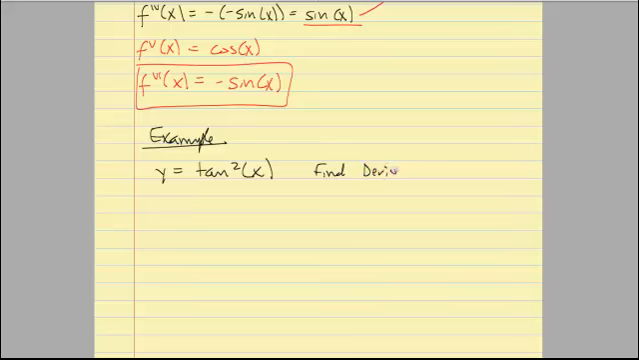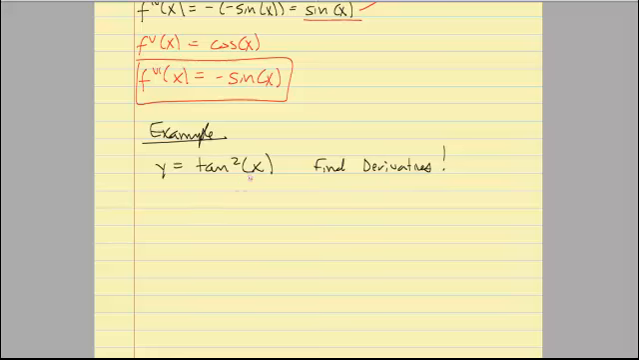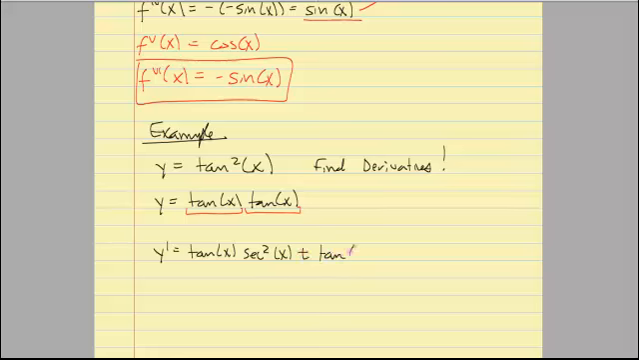Well, the first thing to remember is this is actually tangent times tangent. And again, we don't know the chain rule yet, so I can't use our little shortcut here. So I'm going to have to use the product rule. So here's my product rule. So y prime would be the first function times the derivative of tangent, which is secant squared, plus the second function times the derivative of this tangent, which is another secant squared.